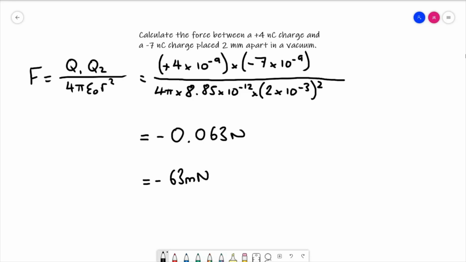The minus sign, of course, here denotes that we're going to get an attractive force between the two charges, which is exactly what we expect, considering we've got a positive and a negative, we have opposite charges, and therefore we expect them to be attracted to each other.